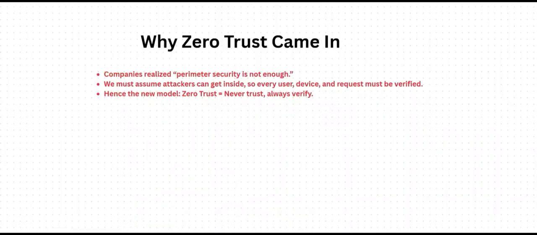Companies realized that the old perimeter based security model is no longer enough. So we must now assume attackers can get inside, so every user, device and request must be continuously verified, no matter if it is coming from inside the network or outside. And this gave rise to the new model, that is Zero Trust architecture, which simply means never trust, always verify.